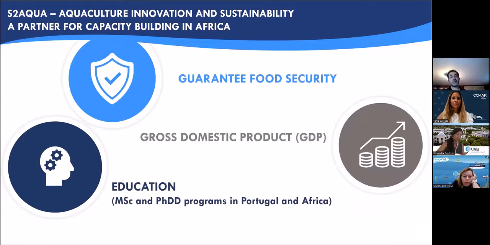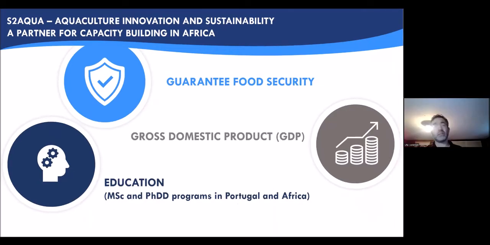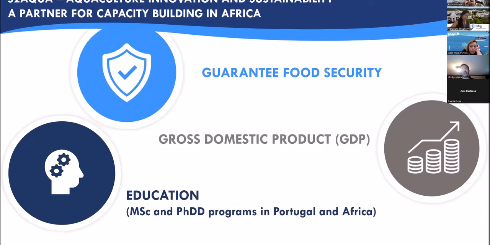So S2 Aqua, like I mentioned, is a hub for aquaculture innovation and sustainability, and it's also a partner for capacity building in Africa. No nation is independent if it is not able to guarantee food security for its population. Aquaculture should be seen as a major contribution to the gross domestic product. I'm not going to say with minimal effort, but with some investment, it is possible to obtain a greater dividend from this investment.